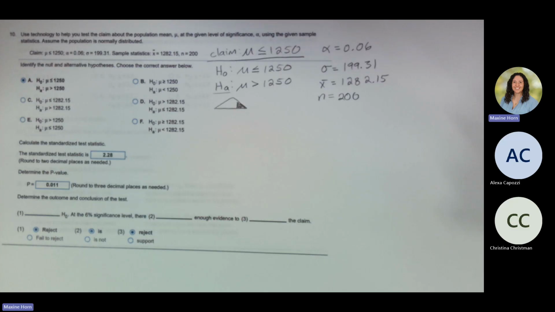But a little caveat to that, don't do more work than you have to. Like if one of the first problems we did, all they asked for was the standardized test statistic. That is a mouthful. So you wouldn't want to go through and solve the entire problem and find your p-value and compare it and write your sentence about what is the conclusion. You don't want to do all that if all they're asking for is your standardized test statistic. But if they are asking for the whole kit and caboodle, which they are here, then sometimes it's easier to just go ahead and do the whole thing first and then fill in.